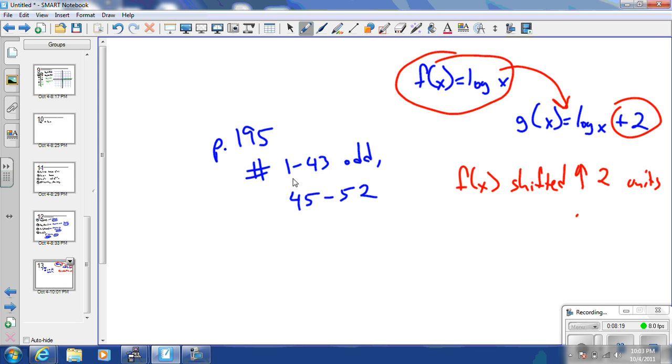As for the rest of them, a lot of problems involving evaluation. So evaluate certain logarithmic functions or expressions at particular values. Important, to get the repetition and to make sure that you understand this. That's it.